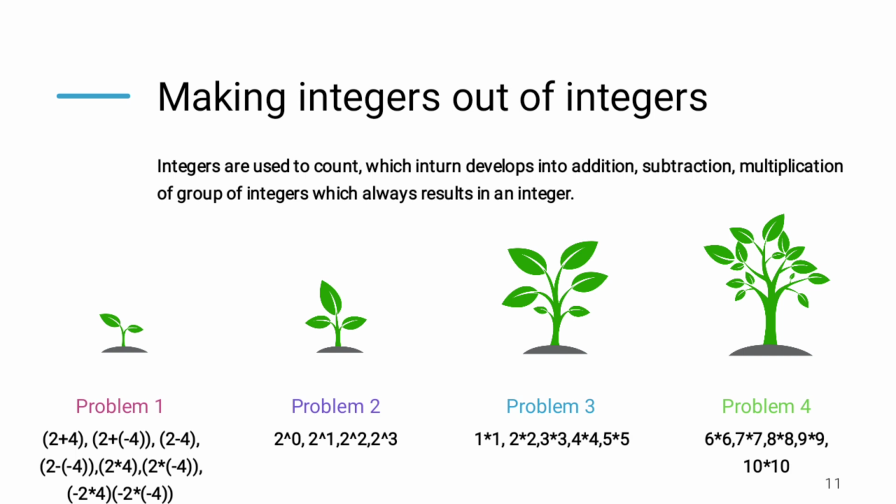Making integers out of integers. Integers are used to count, which in turn develops into addition, subtraction, and multiplication of groups of integers, which always result in an integer.